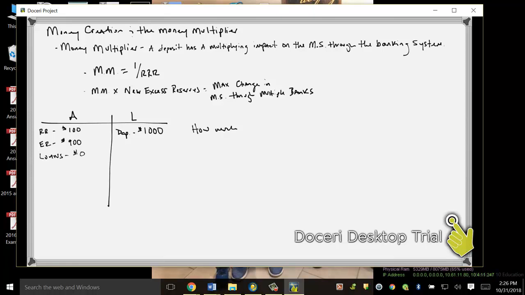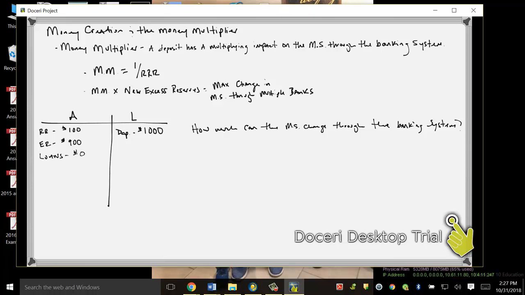Now, the last question that we want to try to figure out then is how much can the money supply (MS is money supply) change through the banking system? That's a pretty common question that we have to be able to answer. And so because this is talking about multiple banks, the banking system referring to more than one bank, multiple banks means that we need to multiply or use the multiplier.